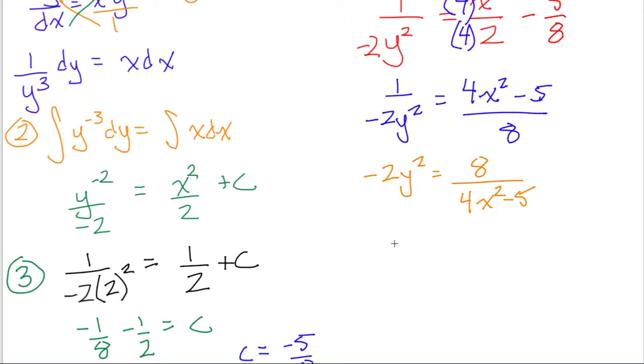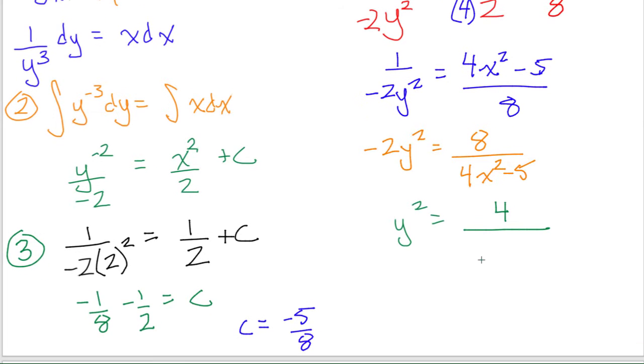All right, divide both sides by -2. Y squared is equal to -4. We can leave the negative on the bottom. So this is what I'm going to do. I'm going to divide the 8 by the 2. We get 4 on the top. But this negative is going to be distributed into the bottom. You can choose where you want the negative to go. It doesn't matter. I'm going to choose to put it in the bottom. So I'm going to have 5 minus 4x squared.